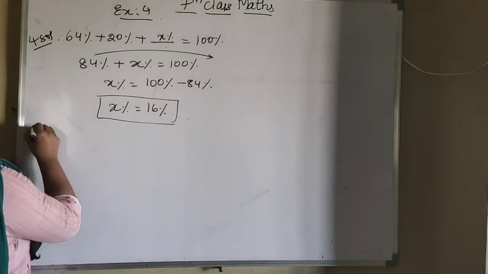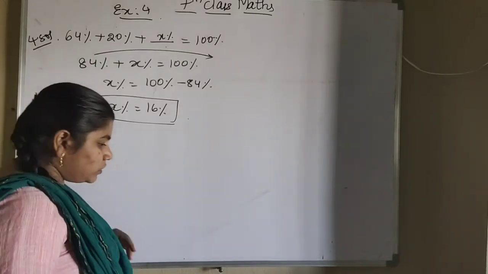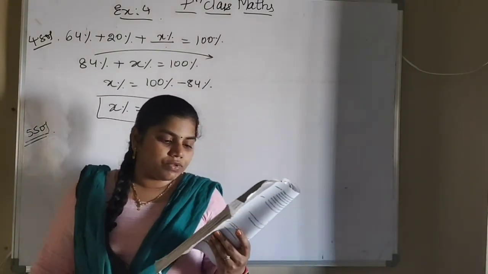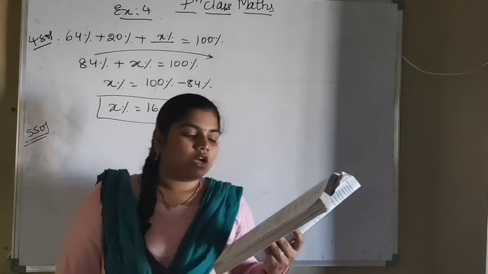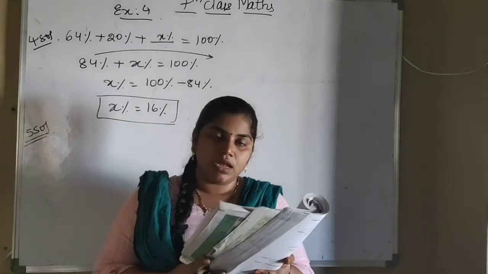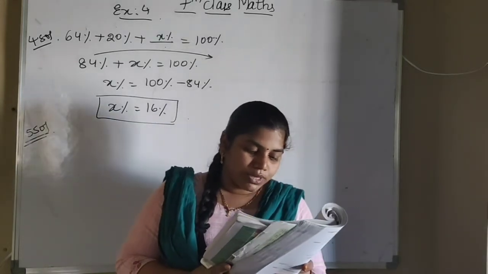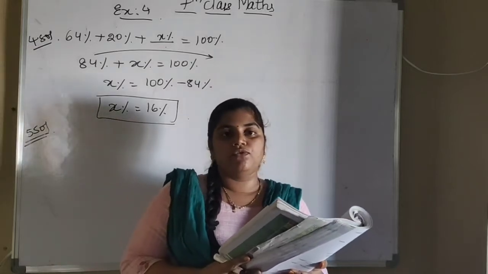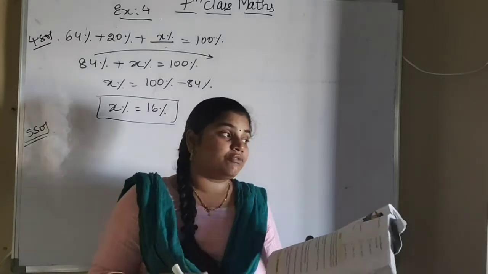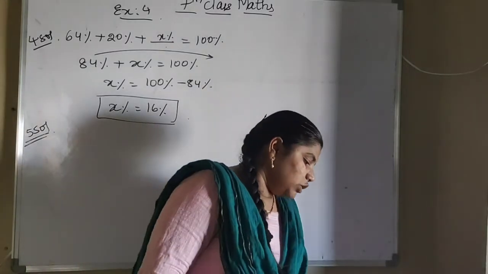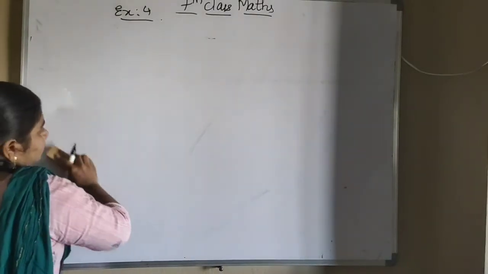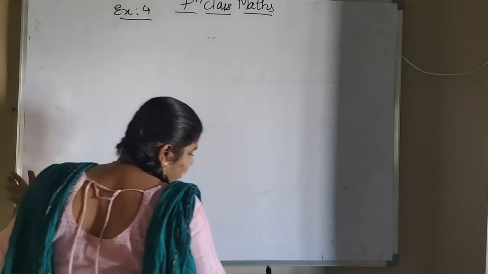Next is the fifth solution. What is the fifth one? On a rainy day, out of 150 students in a school, 25 were absent. Total number of students are 150. In that, how many are absent? 25 were absent. Find the percentage of students absent from the school. So we have to find the absent percentage. What percentage of students are present? We have to find the present percentage also. So total number of students are how many?